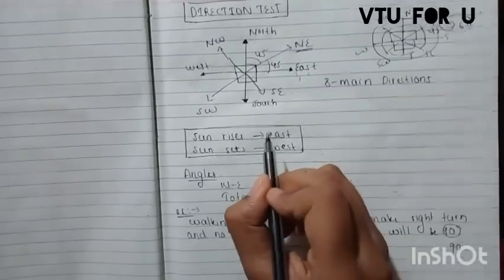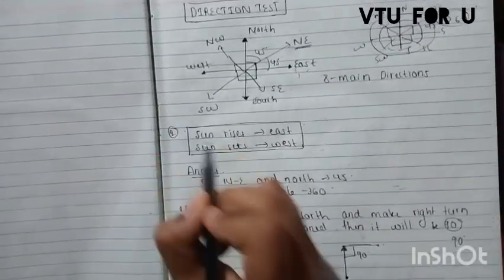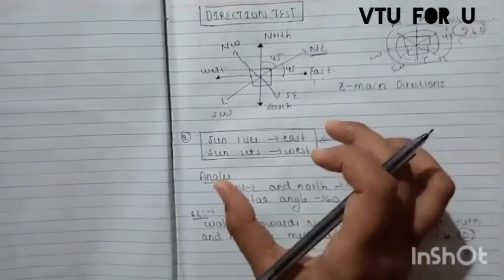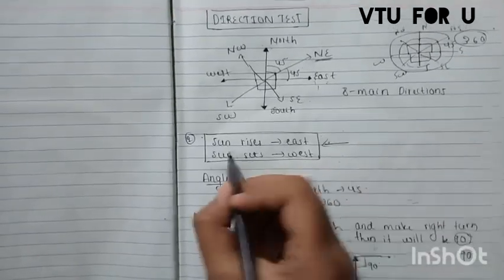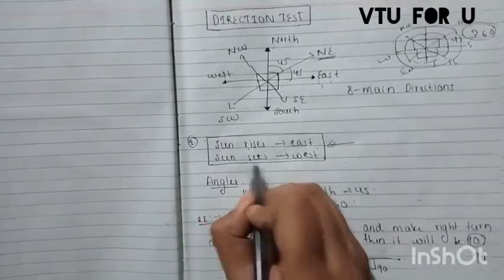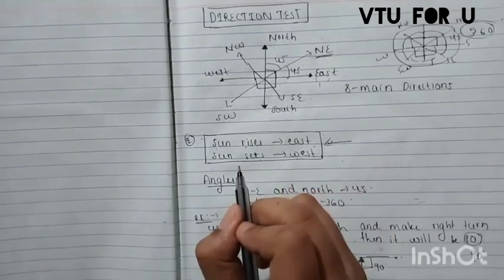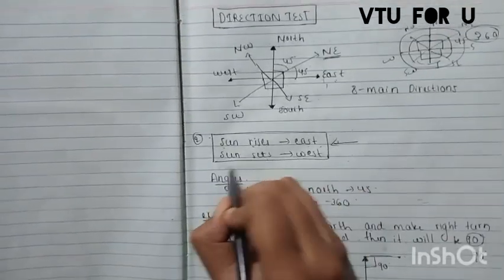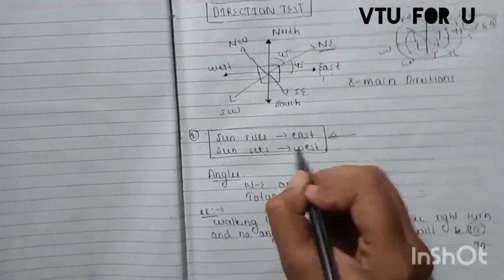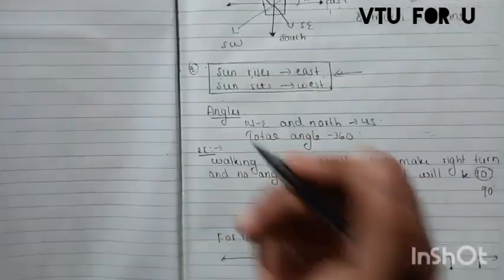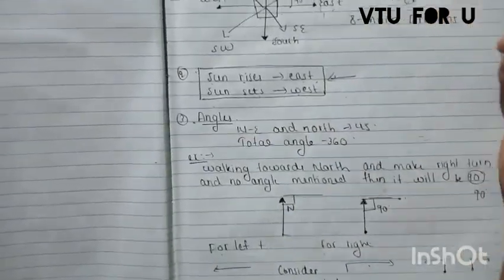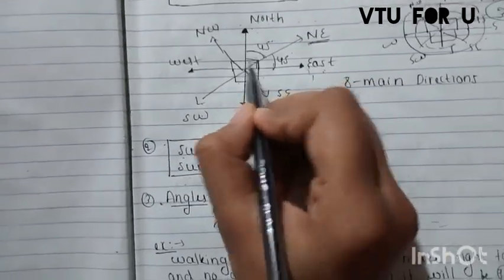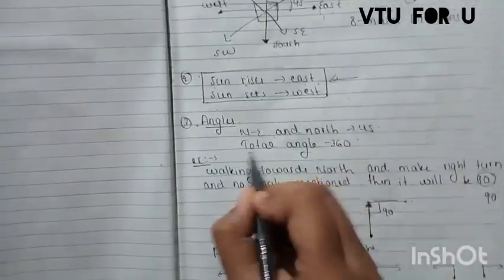So the second most important concept is this. You might feel this is very easy, but please, this is very important. Sun rises in the east whereas sun sets in the west. From childhood we know this concept. Please remember again: sunrise takes place in the east, sunset happens in the west. I will teach about this later. Then angles, as I said earlier, are 45 degree each, and this is 90 degree each. Total angle is 360 degree.